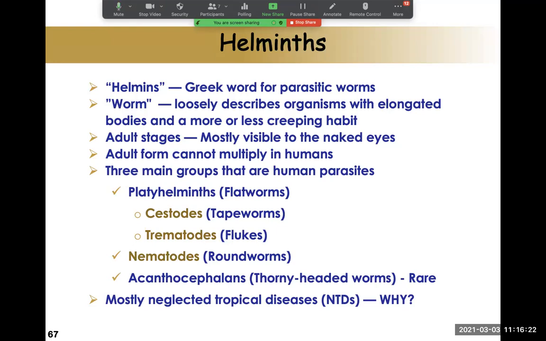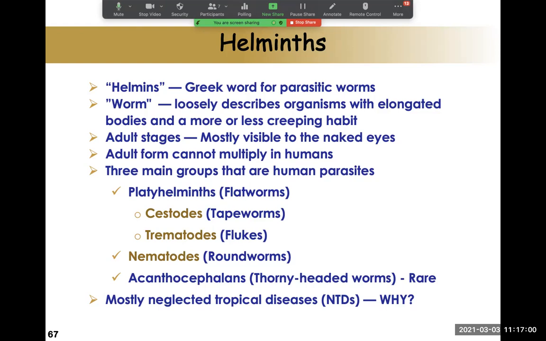There are three main groups of helminthic parasites. That is platyhelminths. There are flatworms. Within the flatworms, there are tapeworms and flukes. Tapeworms are cestodes, and the flukes are trematodes. And then those round worms are known as nematodes. And then we have these thorny-headed worms. If you guys look up online, they're quite scary looking worms with their head with a hook that can attach to your skin. And they are quite rare, but it is there.